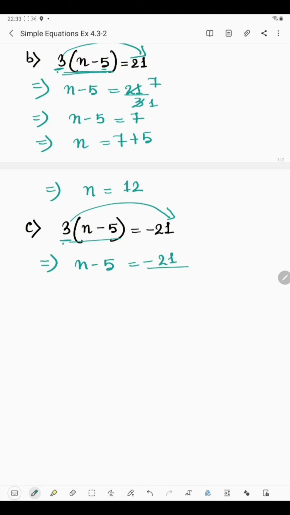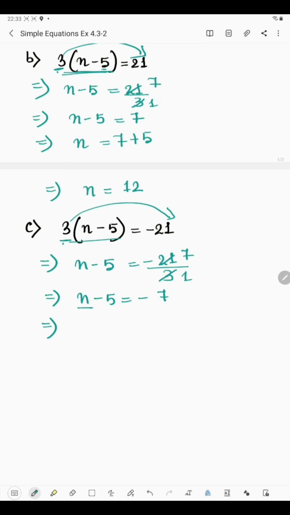So if you divide this, see, 3 is transposing to the other side, so minus 21 will be divided by 3. So n minus 5 is equal to 3 ones are 3, 3 sevens are 21. So we have minus 7. Okay, so n minus 5 is equal to minus 7.